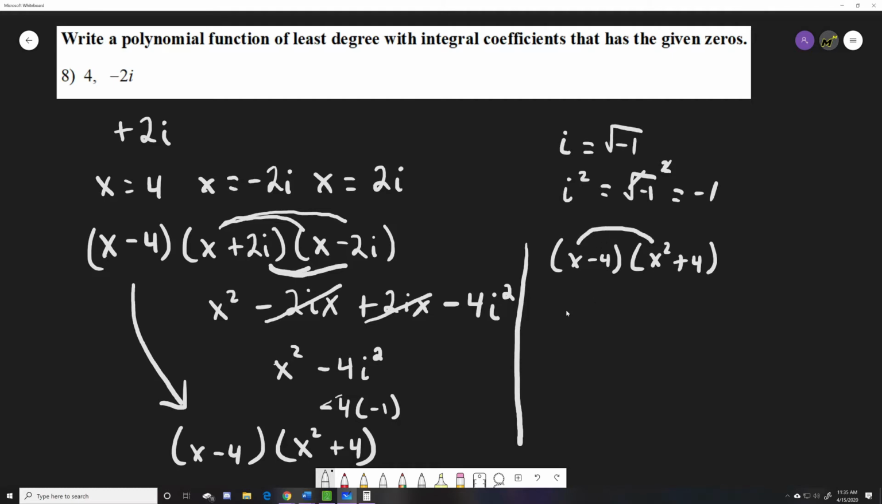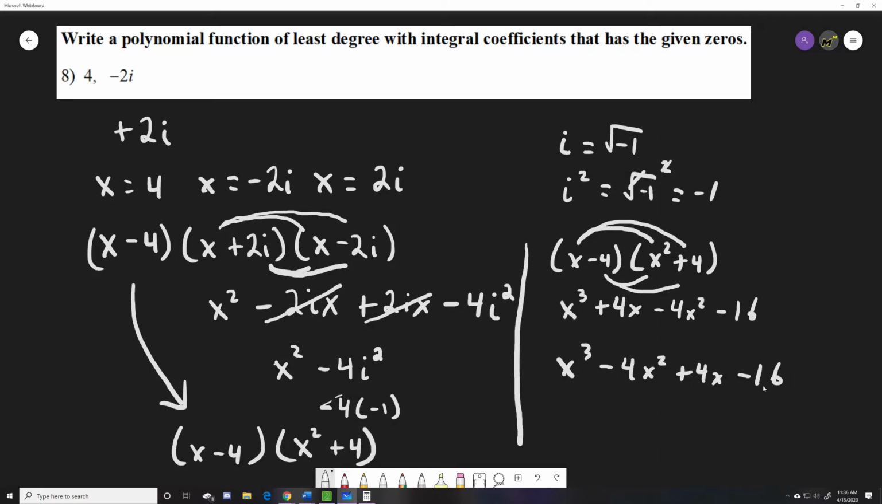So x times x squared would be x cubed. x times 4, well, that'd just be positive 4x. Negative 4 times x squared is negative 4x squared. And negative 4 times a positive 4 is negative 16, okay? It doesn't look like we have any terms to combine. However, let's get in standard form. So it would be x cubed minus 4x squared plus 4x minus 16. And that is our polynomial function for this problem.